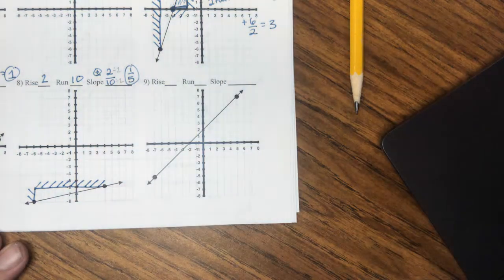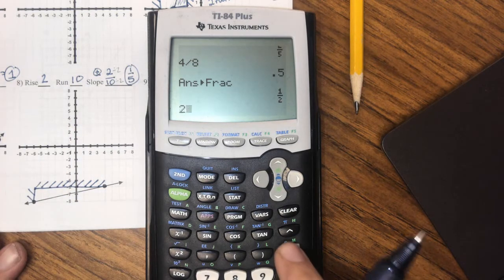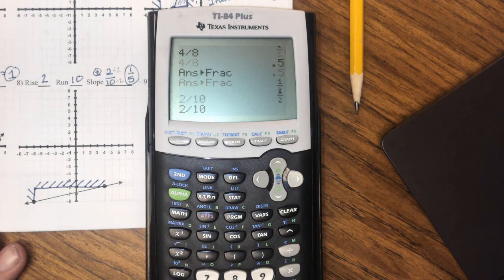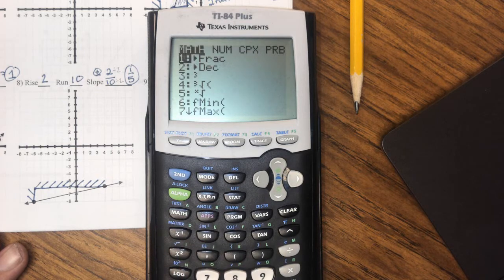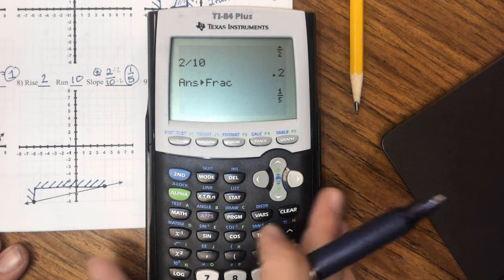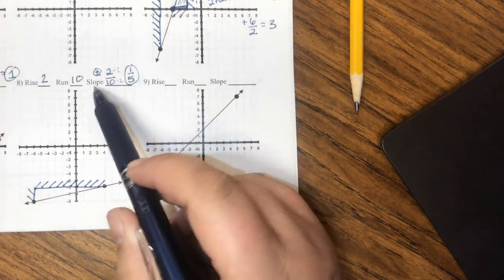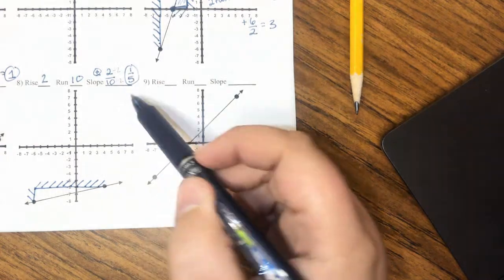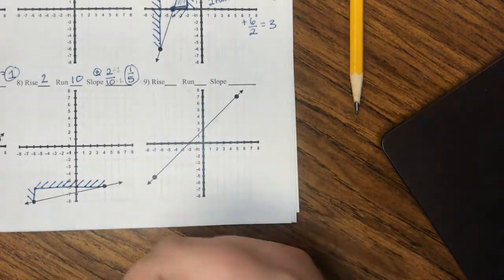To do that on your calculator, you type in 2 divided by 10. Then you hit math, enter, enter. And you see that the reduced form of 2/10 is 1/5. Simplifying 2/10, you get 1/5.